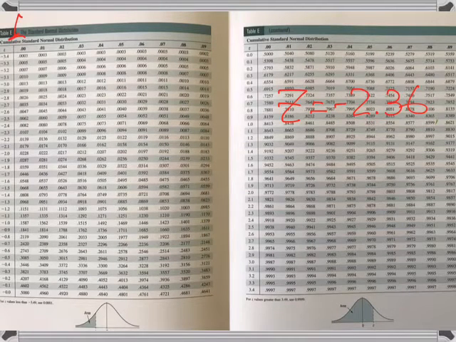You're looking for negative 2.3 first. 2.3 is over here, then 6 is up here. So wherever they cross, this number is equal to 0.0091. Okay, so that's the answer.